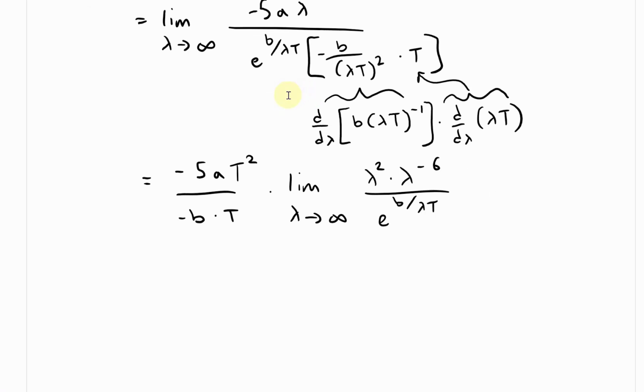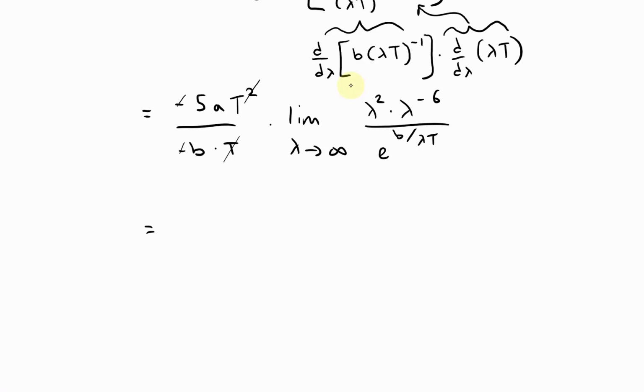Alright, so now let's do some cancellations and simplification. So this negative, this negative becomes a plus. This t squared cancels with this. So what we're left with now is this equals, and also this combines with this one here. So this becomes a negative 4. This is going to be a 5a over b, limit as lambda approaches infinity of lambda to the negative 4 over e to the b lambda t. Also, I forgot to add a t there. So there's a t over there.